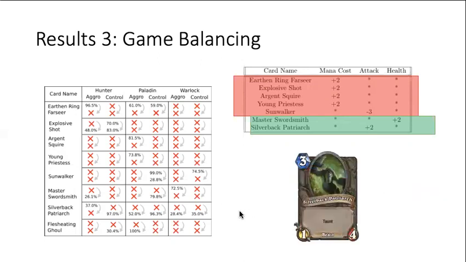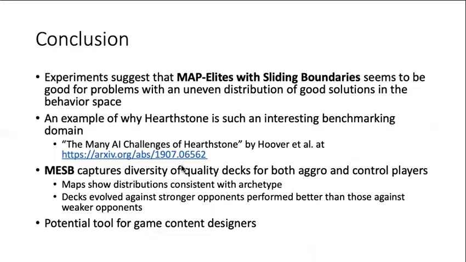And so with the Silverback Patriarch, it's possible that there's something like that going on, but it's less obvious. It's also just possible that the mana curve is affected when, this is just attack. So it looks like the attack power made it a more powerful card. So the conclusion for that set of experiments and that approach is that MAP-Elites with sliding boundaries seems to be solving problems that are a specific subset of problems. And not only should you maybe consider using MAP-Elites, but potentially this sliding boundaries idea as well.